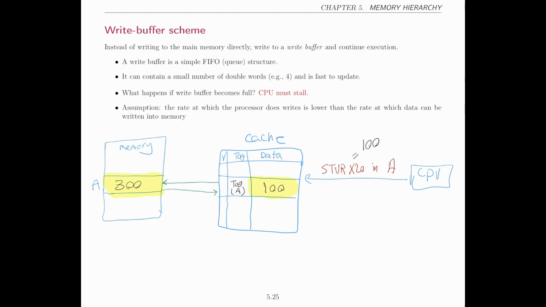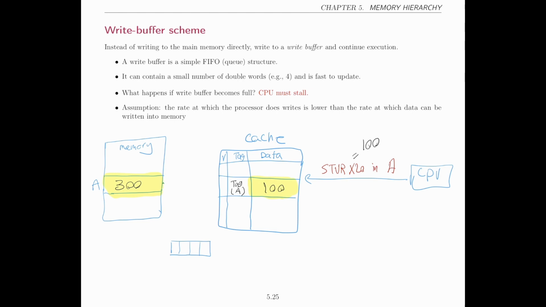Another alternative, the second scheme, is called the write buffer scheme. The write buffer scheme says this: let's put a buffer right in between the cache and the memory. What's a buffer? A buffer is a small amount of memory that acts like a queue. Unlike the stacks we learned about, which are first in, last out, a queue is always first in, first out, and buffers are usually implemented using queues.